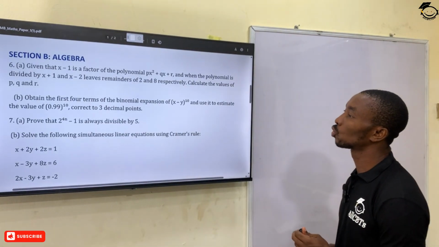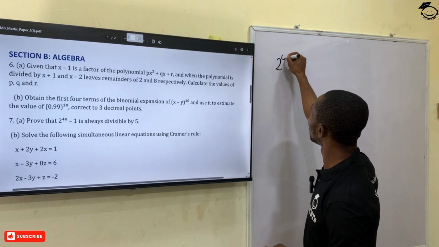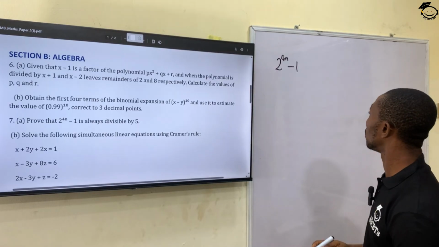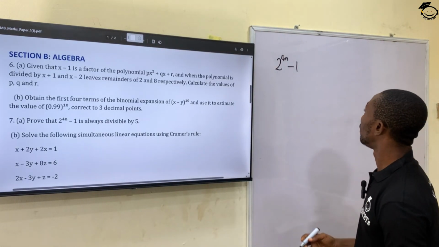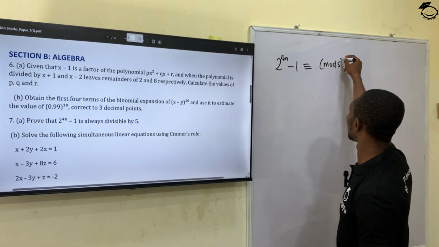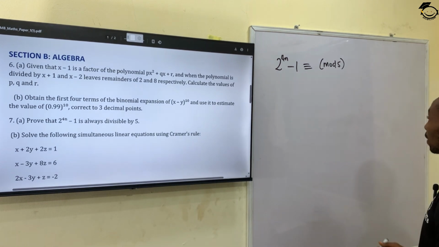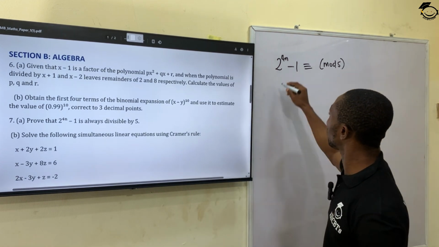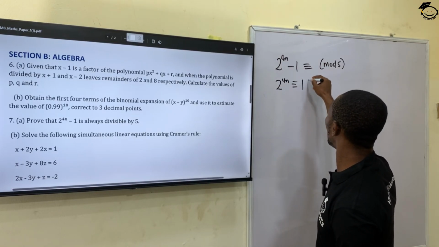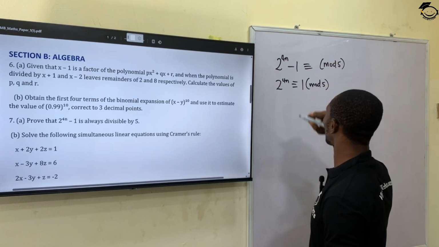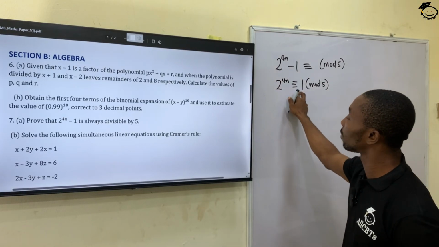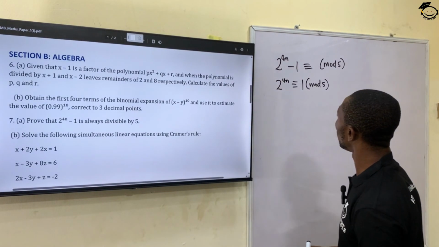Prove that 2 raised to power 4n minus 1 is always divisible by 5. Now, this can be said to be a mod 5, since we're talking about this being divided by 5. So we can rewrite this as 2 raised to power 4n is congruent to 1 mod 5. Okay, so that means for every value of 2 raised to power 4, we are going to have a remainder of 1.